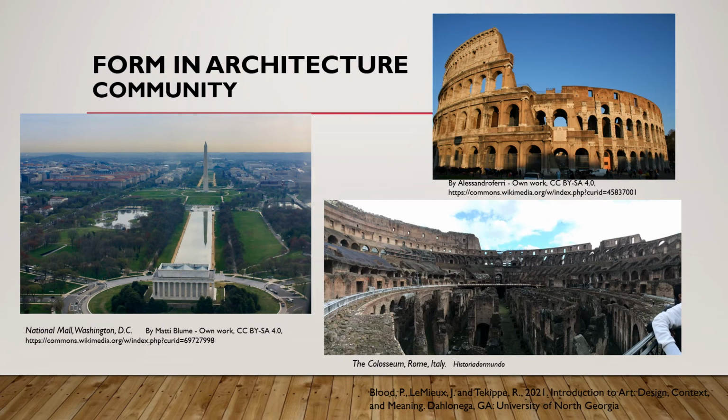Now, in the United States, we have the National Mall in Washington, D.C., a big, huge open area that is bound by monuments on both ends that is completely for public use.